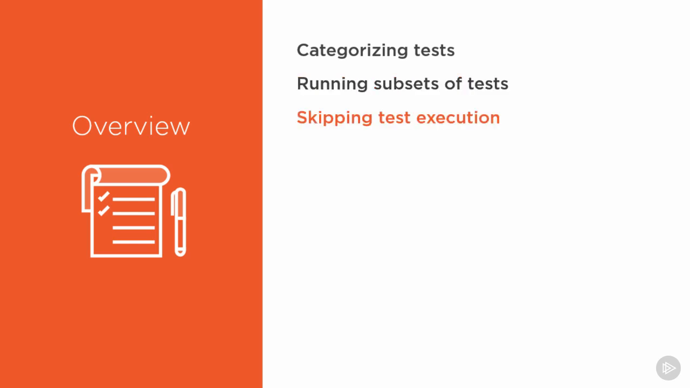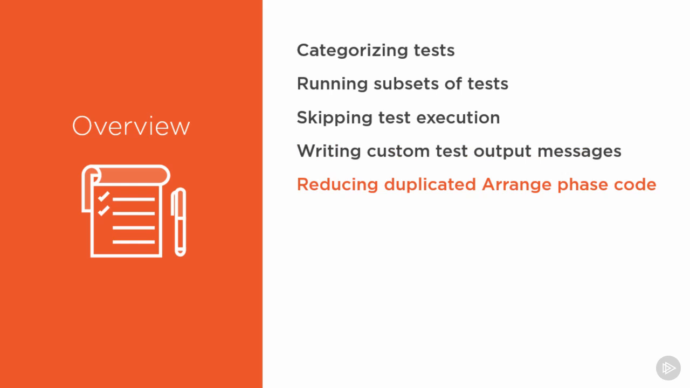We'll learn that if we want to temporarily disable a test from executing, we can skip it. And we'll learn how we can output custom messages during the execution of our tests. We'll learn how we can use the features of XUnit.net to reduce the amount of duplicated code we've got in our test methods. So for example, we'll learn how we can reuse the arrange phase code and also create shared code to clean up after each test executes.